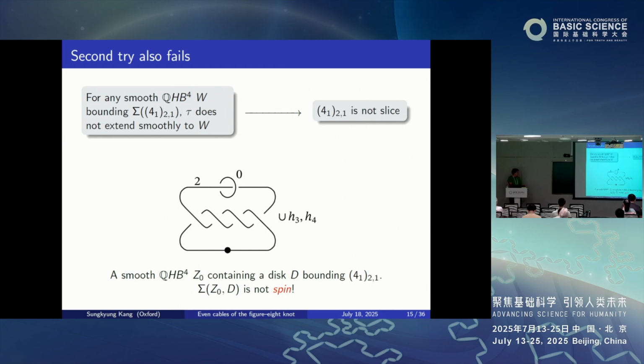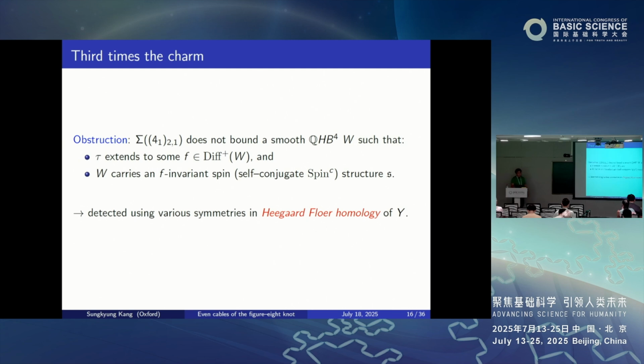So what we learned here is that probably we need more structure. These are just vaguely rational homology 4-balls. And if you think about this example, the thing here is that it is not spin. So having learned that, here's our third try of trying to obstruct its sliceness.